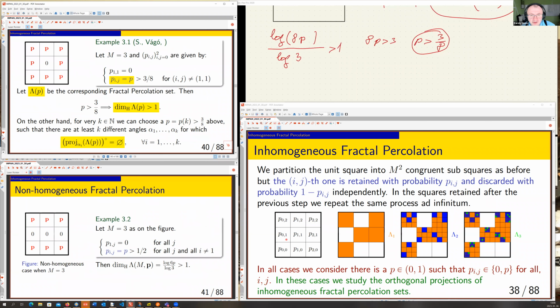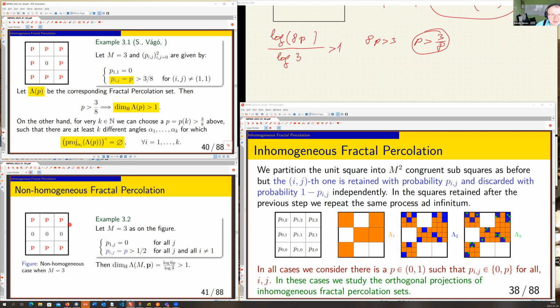And then we considered another example, as opposed to the previous one. Here the probabilities in the first row and the last row are P, and all the probabilities in the middle are 0. So you see that if you project this set to the y-axis, then whatever you get will be a subset of the triadic Cantor set. So whichever P you choose, even if P is equal to 1, it doesn't give you an interval.